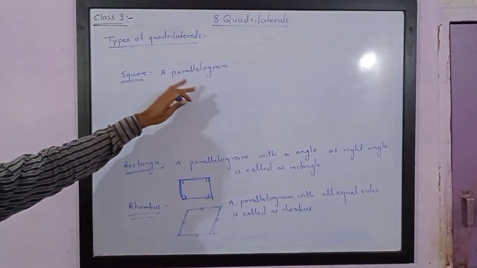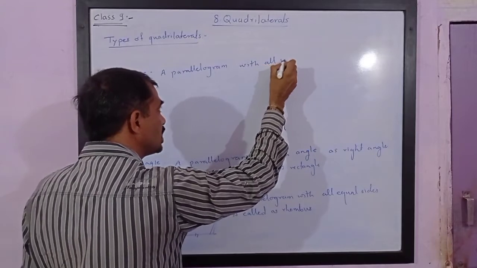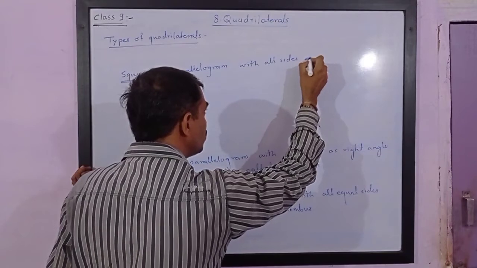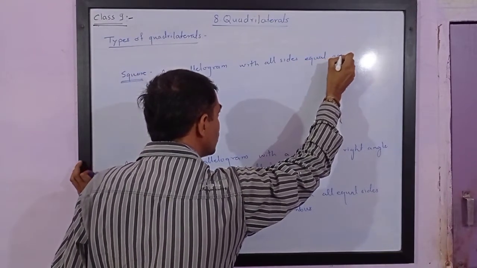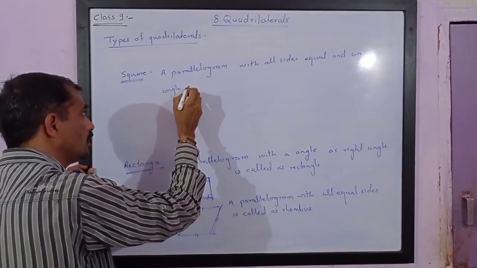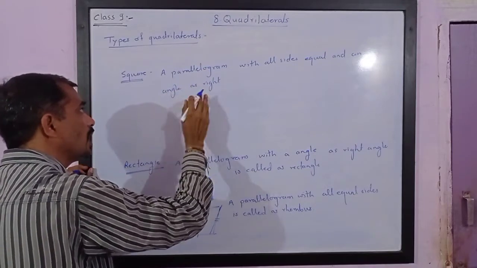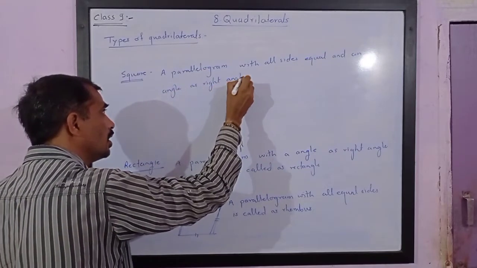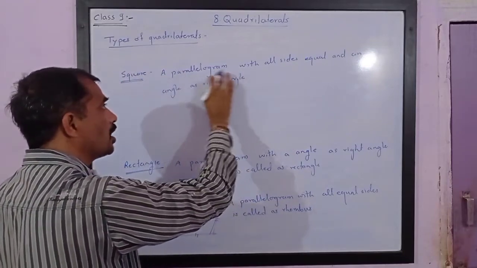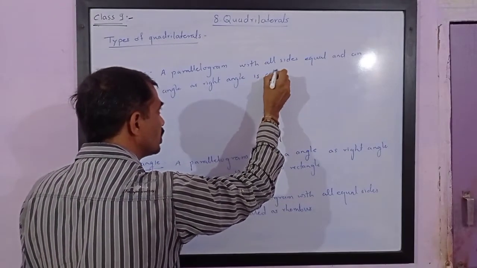So here a parallelogram with all sides equal, and an angle as a right angle. One of the angle is right angle. If one of the angle is a right angle, then we call such a parallelogram as square. So a parallelogram with all sides equal and an angle as right angle is called as square.